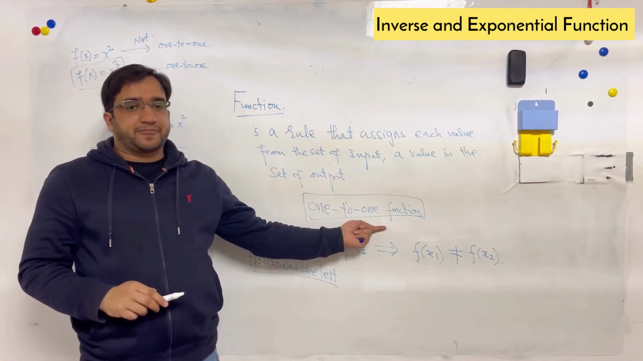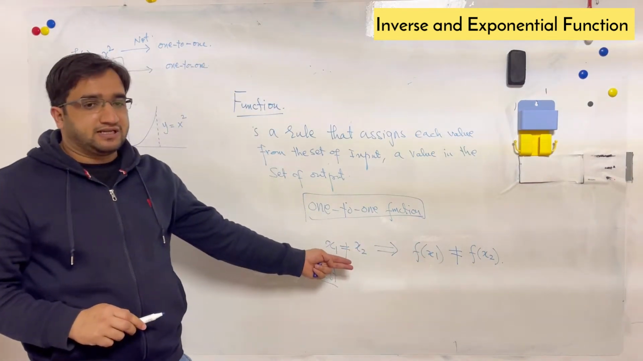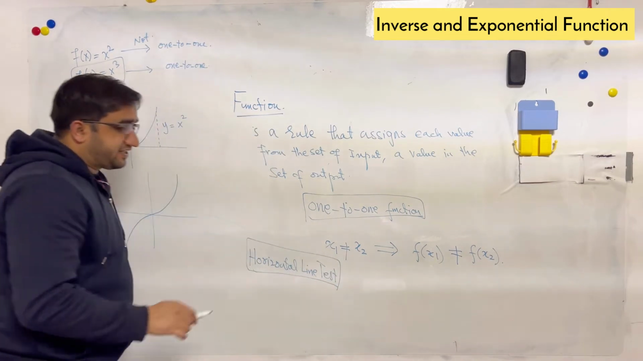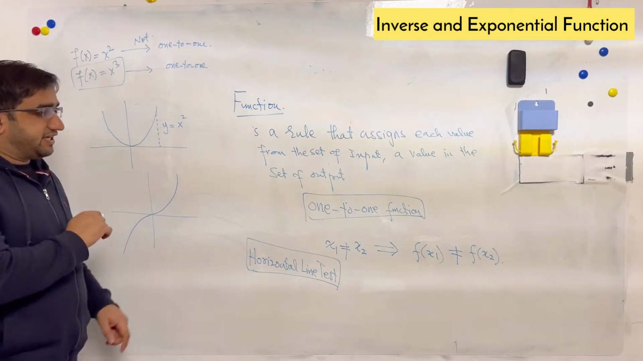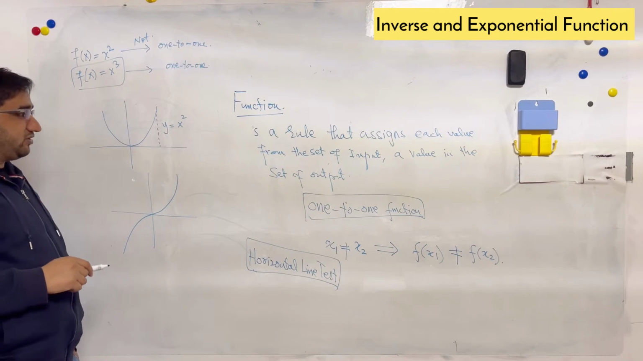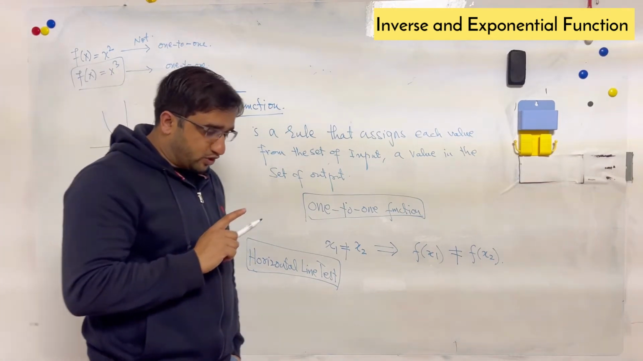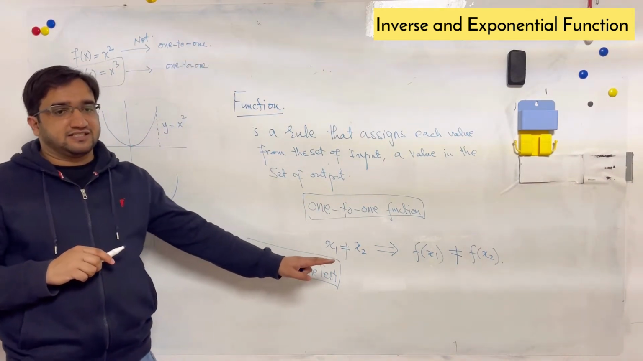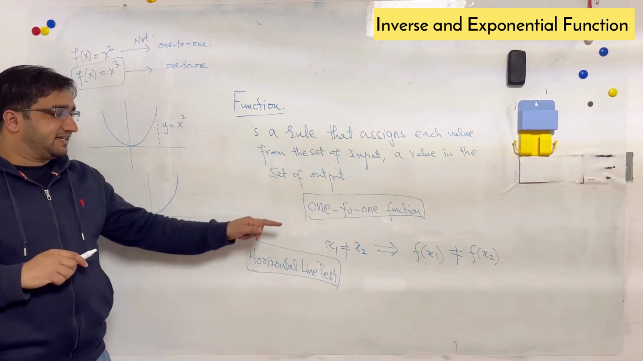A one-to-one function follows a rule in mathematics, also called the horizontal line test. A function is one-to-one if, when you draw a horizontal line through the curve of the function, it never crosses the function more than one time. If the horizontal line passes through the curve more than one time, then it is not a one-to-one function.